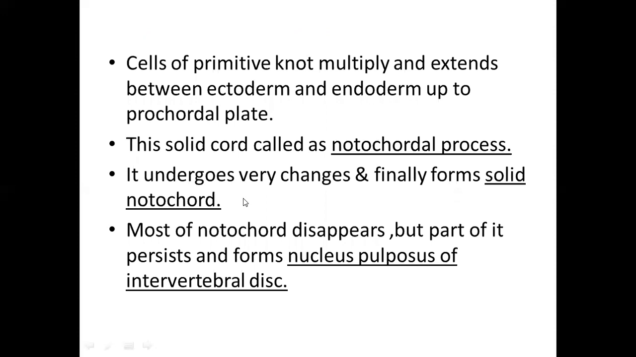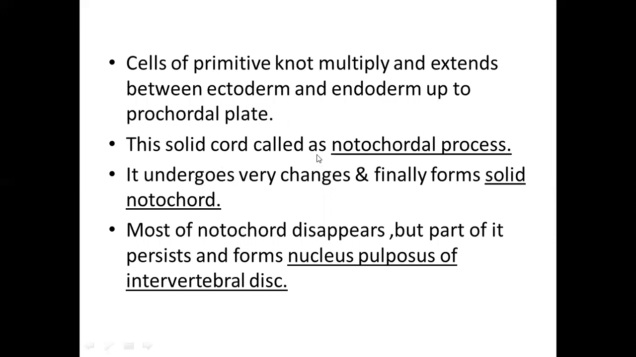Cells of the primitive knot multiply. They multiply in numbers and extend between ectoderm and endoderm up to the procordal plate. Last time we saw about this procordal plate, where the intra-embryonic mesoderm does not enter. So ectoderm and endoderm remain in touch with each other, and this is called the procordal plate, placed anteriorly. So the cells of the primitive knot, after multiplication, extend between ectoderm and endoderm up to this procordal plate.